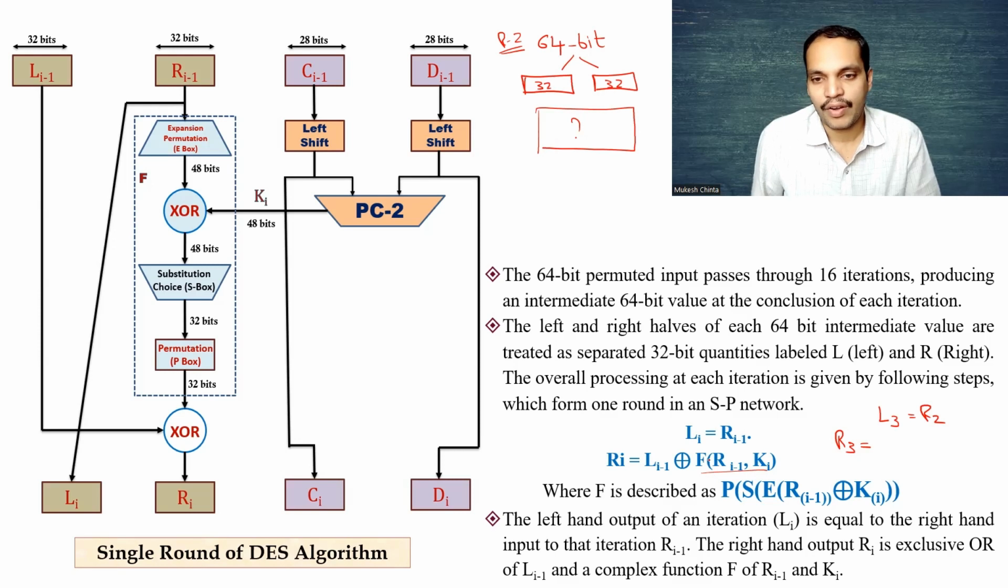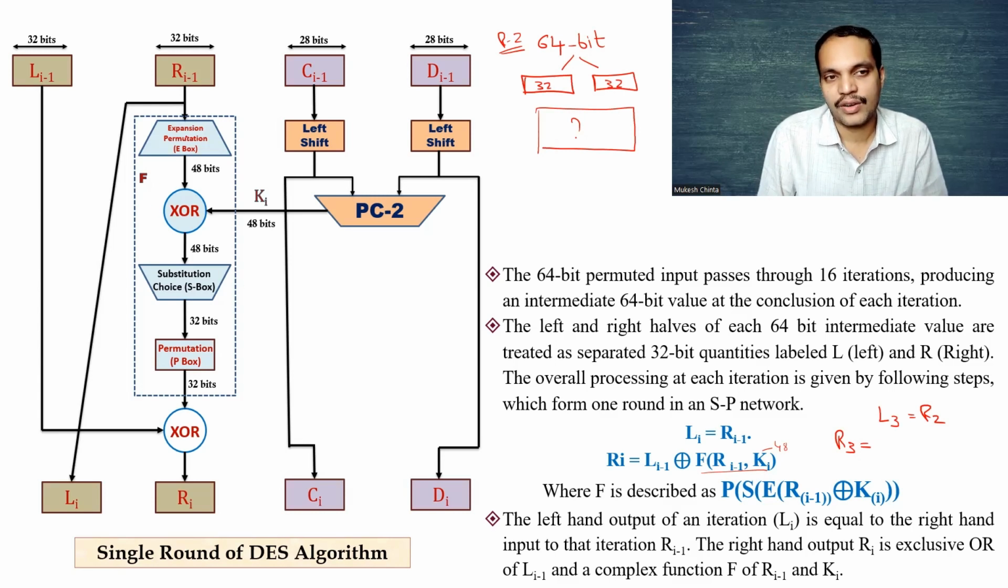A function f is defined on the right hand side input and the subkey Ki. Ki is 48 bits and this is 48 bits. "But sir, you told me it is 32 bits. Then how come you got it as 48 here?" Because you have a 48 bit subkey. That is the reason we have a function which contains different operations, which we call expansion permutation.